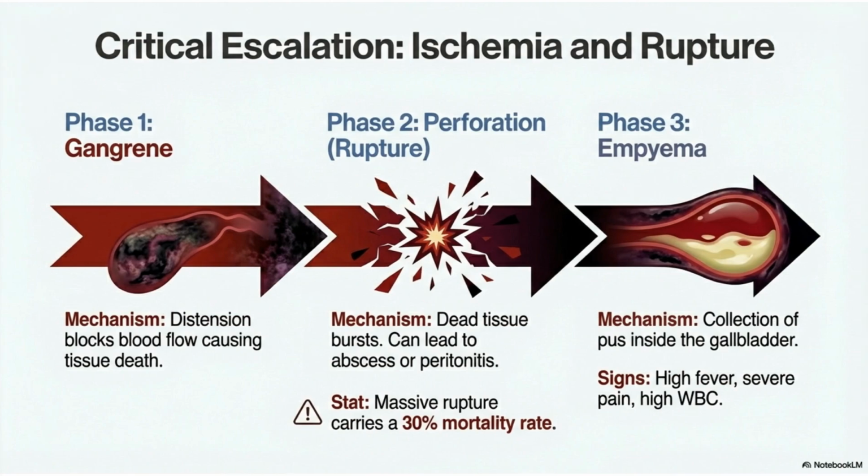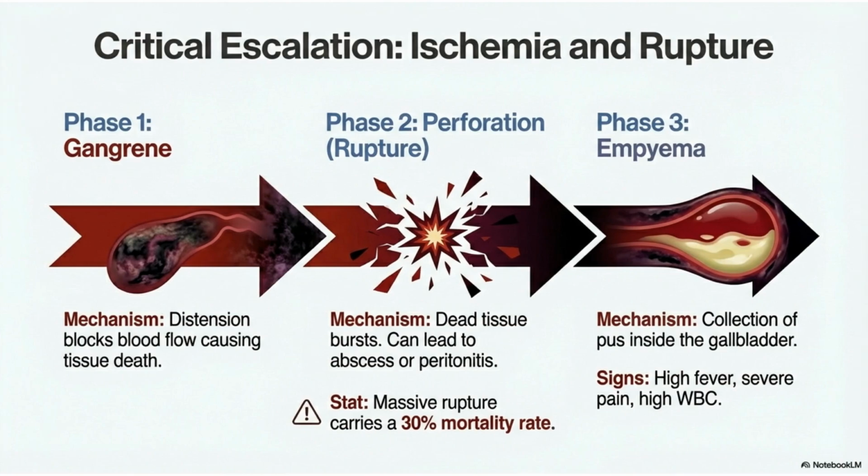If untreated, cholecystitis can critically escalate. Phase 1 is gangrene, where tissue dies due to blocked blood flow. Phase 2 is perforation or rupture, leading to severe complications and a high mortality rate. Phase 3 is empyema, a collection of pus within the gallbladder.